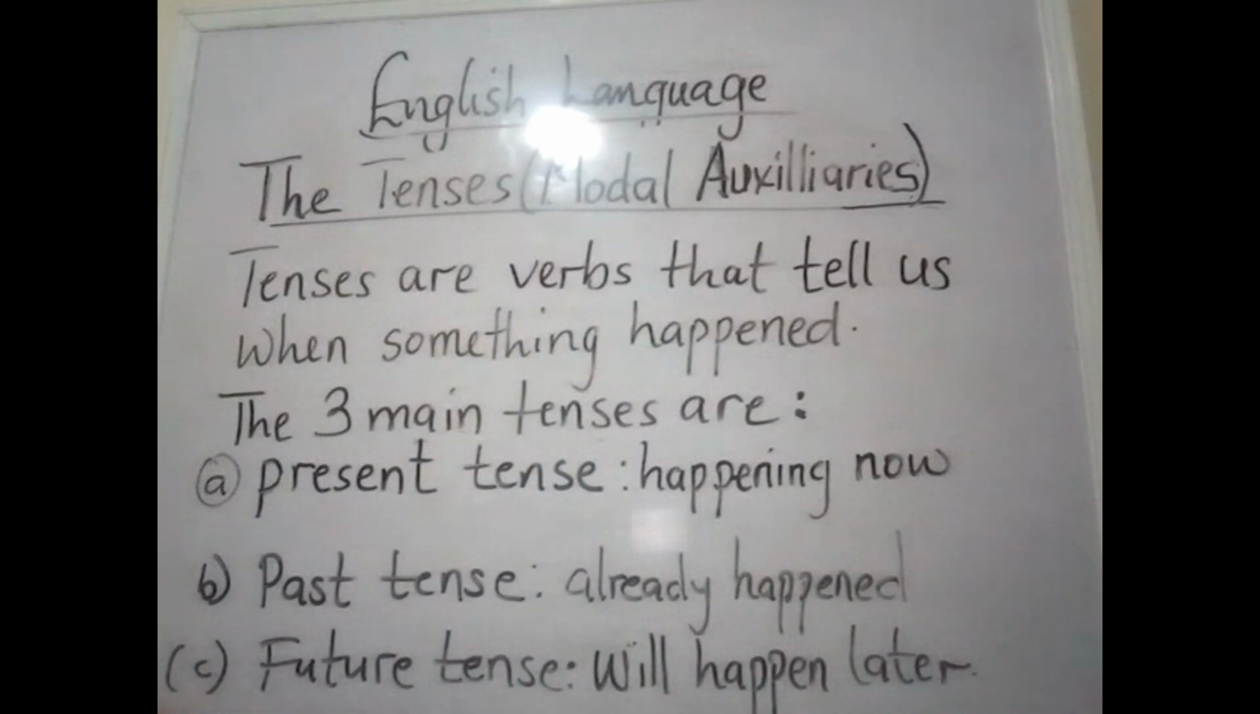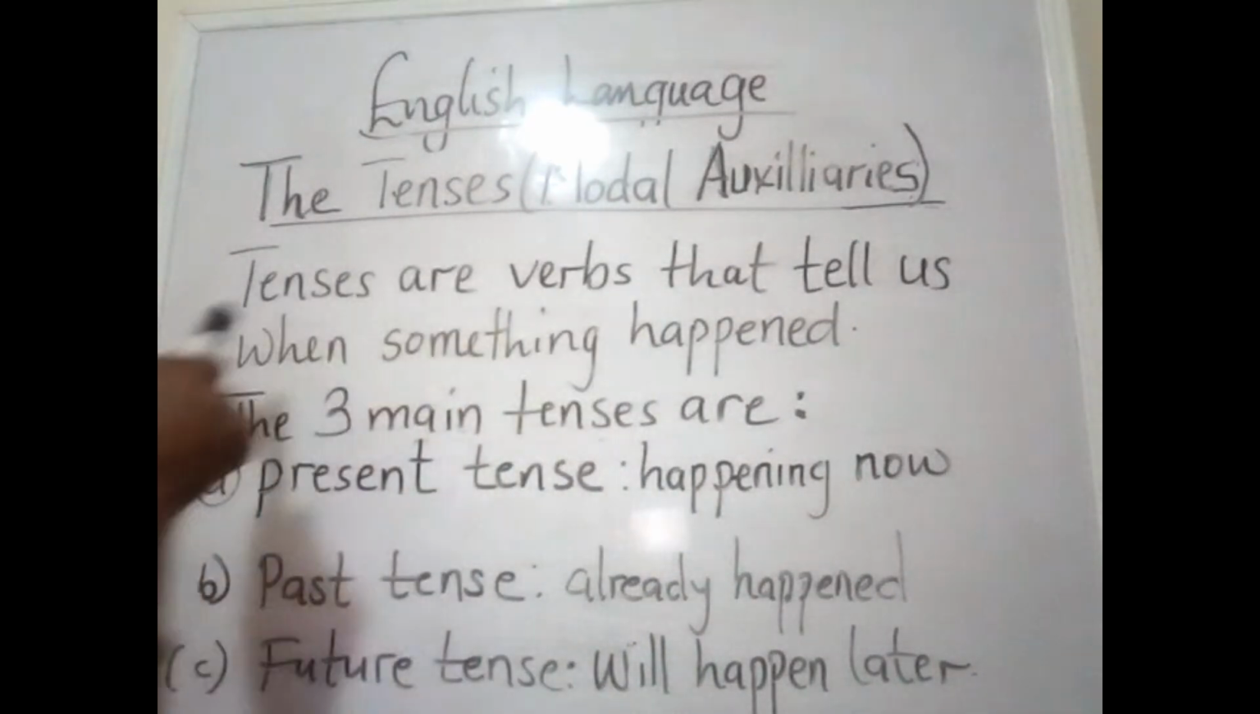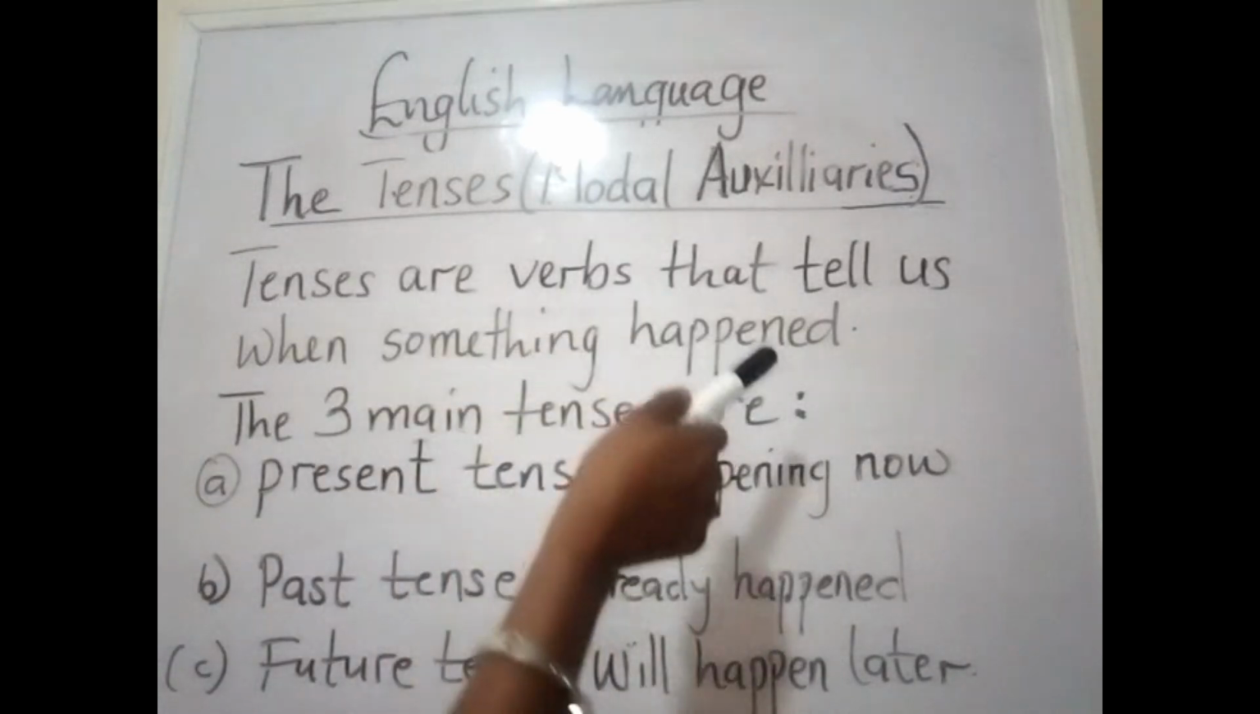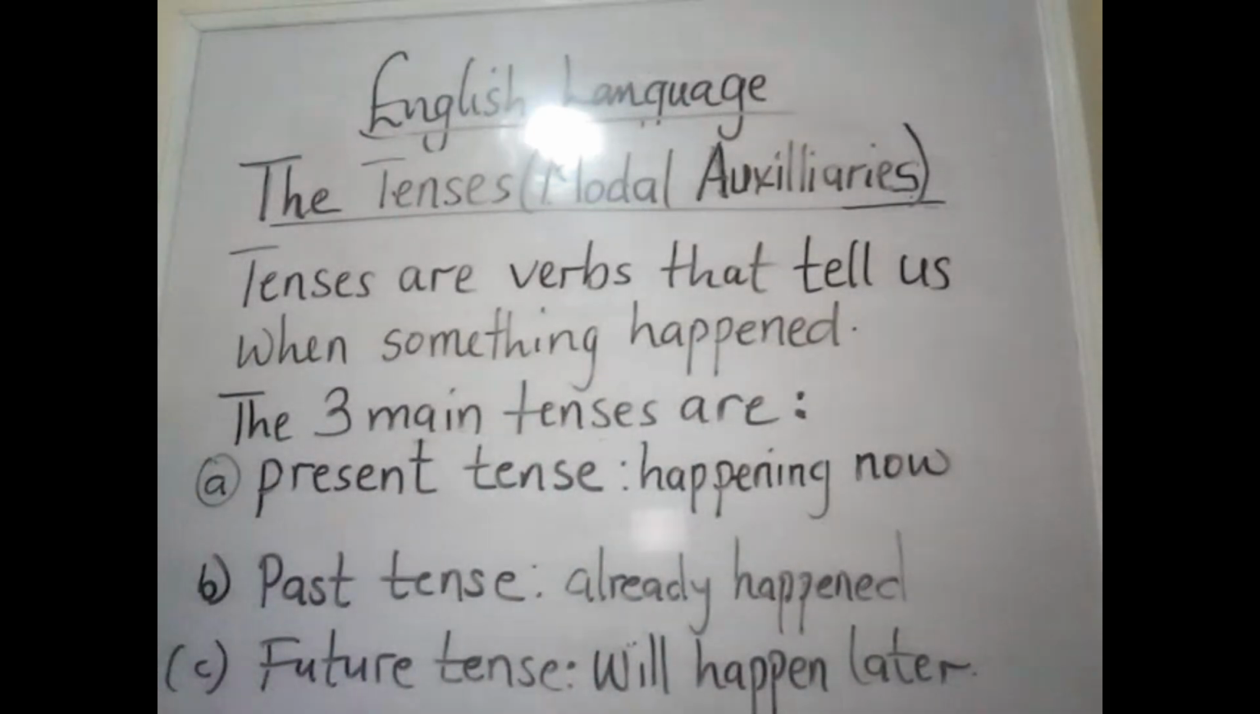Remember, in our previous lesson we looked at modal auxiliaries, and we said that in English language modal auxiliaries are special verbs that work in connection with the main verbs to show time, possibility, permission, ability, recommendation, advice, and the rest of them.